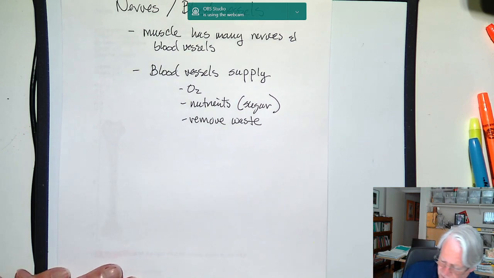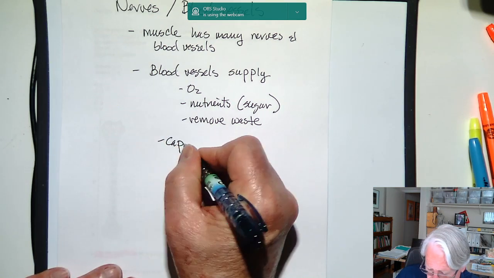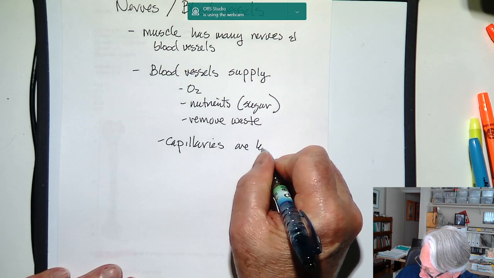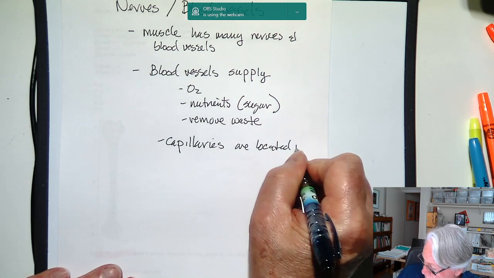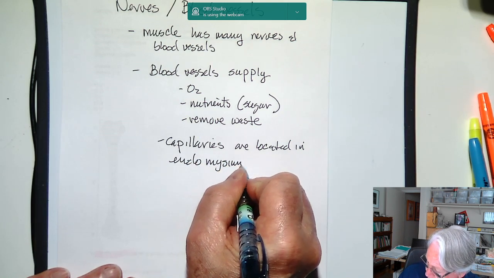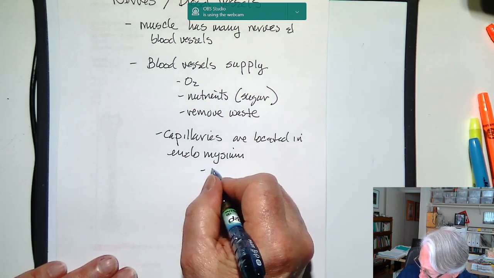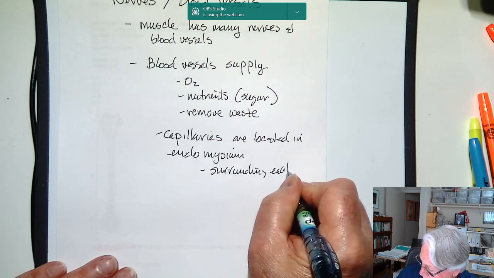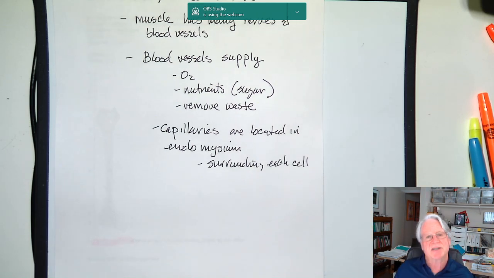Okay. The capillaries are located in the endomysium. That is the layer surrounding cells. So each individual cell is going to have an extensive capillary bed around it in order to accomplish the task of supplying oxygen and sugars and removing waste for that individual cell.